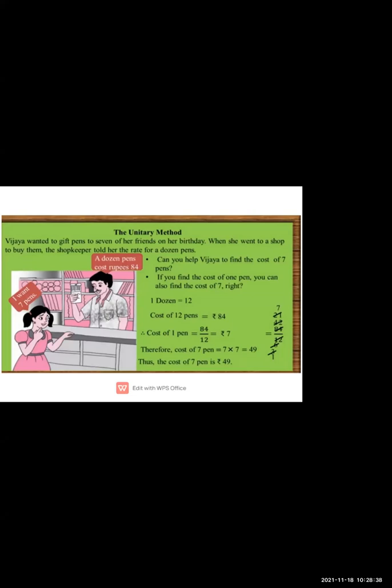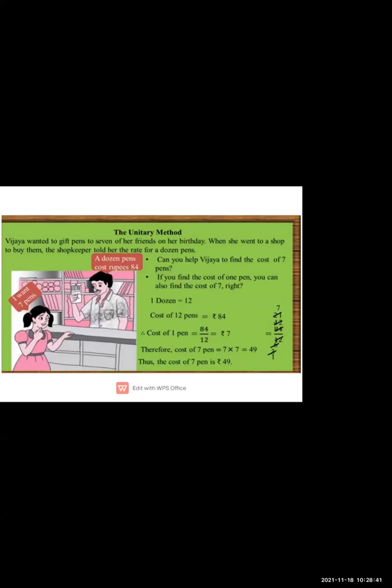Okay, it means that the cost of one article from that of many we are removing, that is by division method, and after that we are finding the cost of many articles from that of one price by multiplication method. This method of solving a problem is called the unitary method. Okay, let's see the example. See here the unitary method.